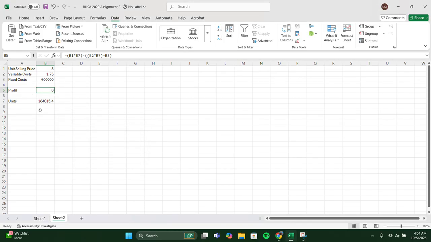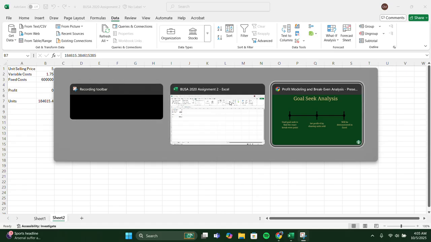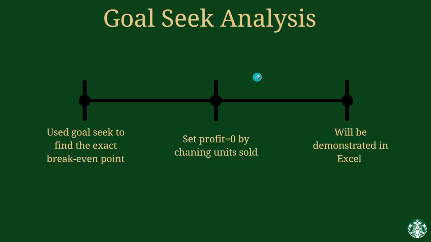This value, 184,615.4, is the units required for the break-even point. This shows us that Excel quickly calculates what is required to find the break-even point, and we have to sell approximately 184,615 units to break even. Let's go back to our slides.